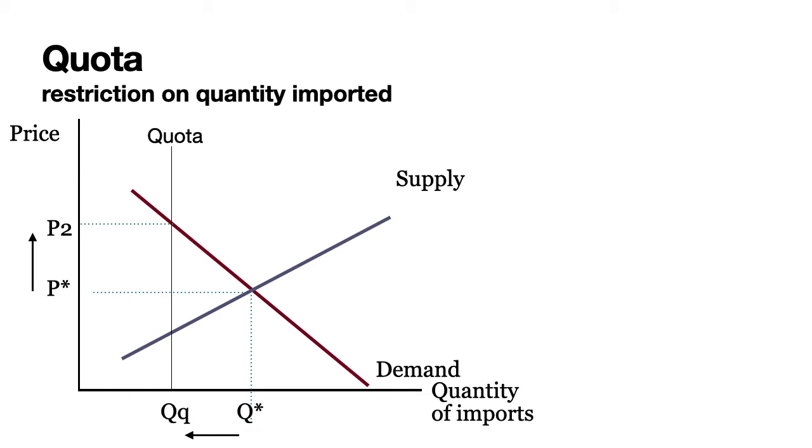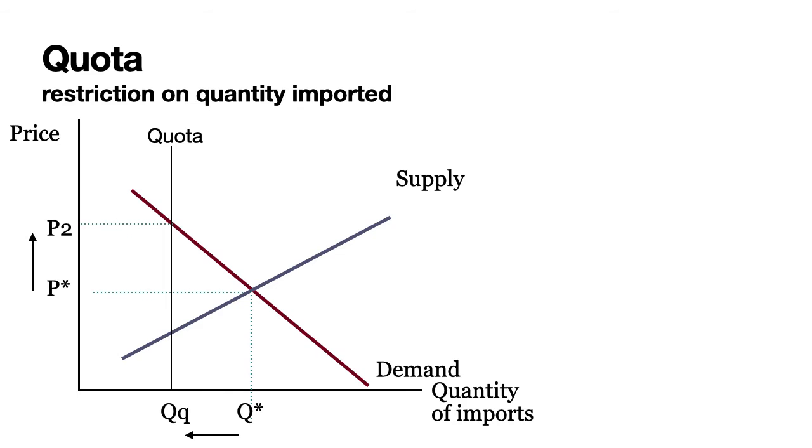At that quantity, P star is no longer an equilibrium price. And with a smaller amount of sugar being imported, the price of sugar will push all the way up to where it meets the demand curve at that quota line, up to P2. So the impact of a quota is lower quantities and higher prices. So this hurts domestic consumers, but it's doing it to try and protect domestic producers.